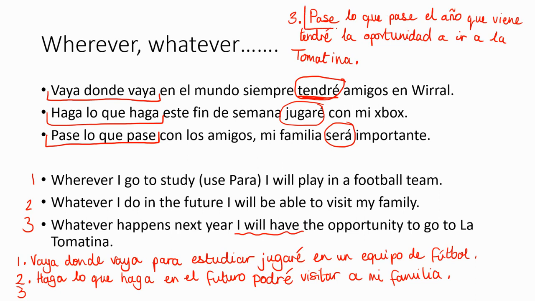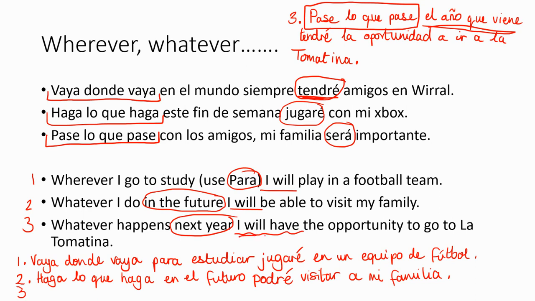So basically, you're taking your fancy phrase, then you're putting your time in, your future time. So whether it's wherever I go to do something, para, whatever I do in the future, which is a future time phrase, obviously, whatever happens next year, which is a future time phrase, then you must have your future. I will. Jugaré, estudiaré, viajaré, visitaré, podré. Okay, they're all of your future forms, and then the thing that you will be able to do. So please try and squidge one of those in there somewhere as well.